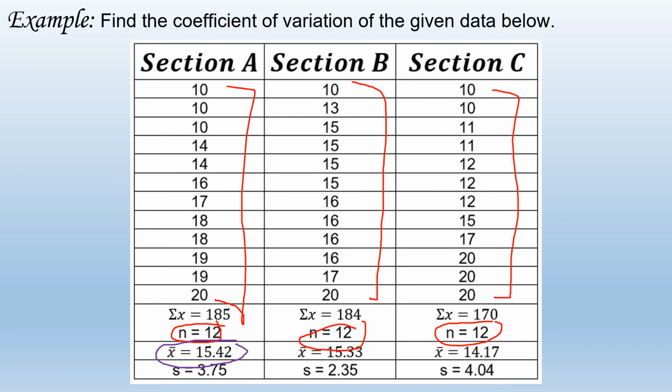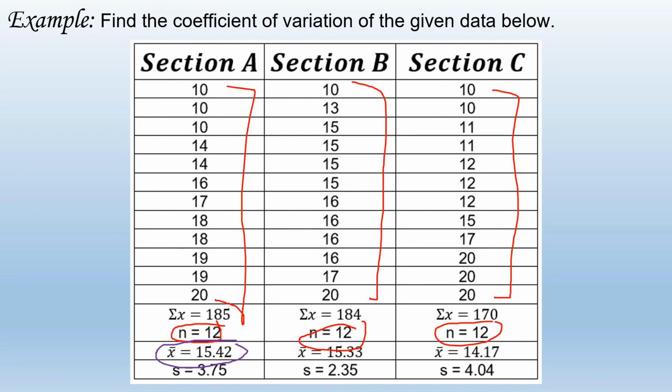Okay, let's try to look at 185. Hey Siri, 185 divided by 12. 185 divided by 12 is about 15.4166. Okay, so we are in the two decimal places. That's why instead of 15.4166, that is 15.42.